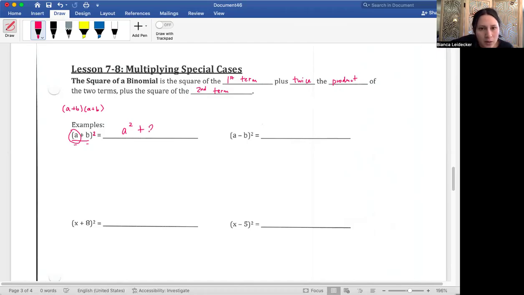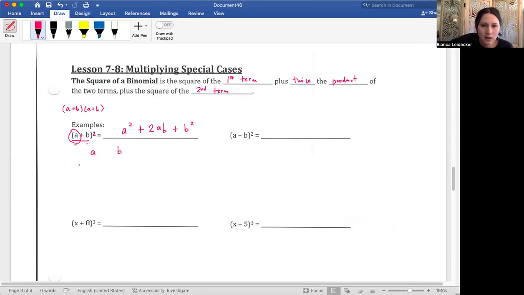It's twice the product of the two terms, 2 times A times B, plus the square of the second term. Okay, so if you even want to have this little part memorized, a plus b squared equals a squared plus 2ab plus b squared, that might help you when you actually see numbers put in place of these terms. So let's do the box method just to double check what is all happening here.